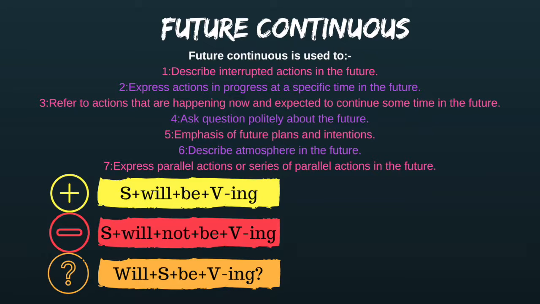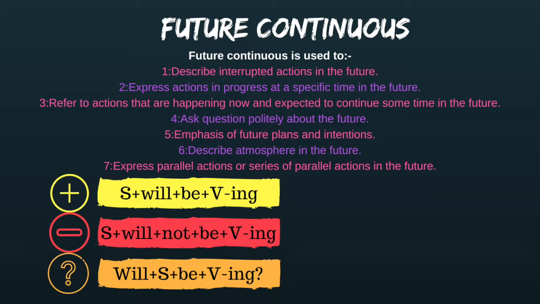We have the affirmative form, negative form, and the interrogative form, right? The affirmative form is the subject plus will plus be plus a verb ending in ing. I know it sounds like a poem and I just rapped, but that's how it is.